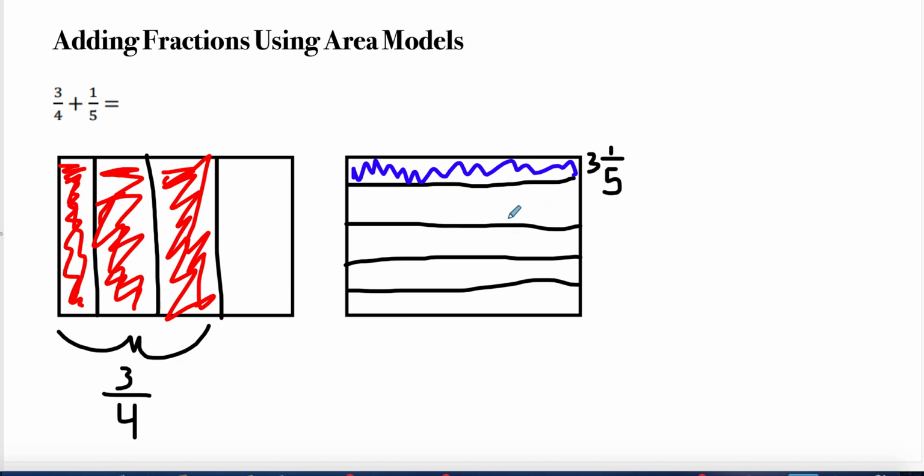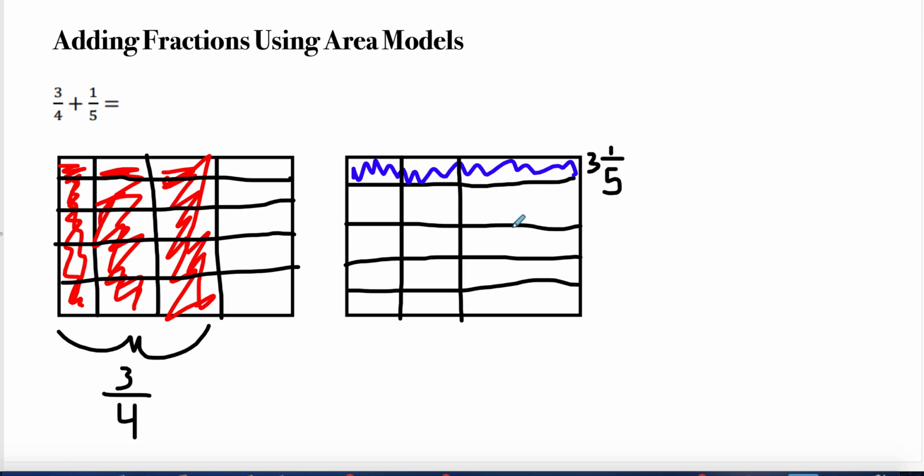Okay, now I'm going to take these horizontal lines that I drew on my second model, and I'm going to draw them on my first. So I'm going to draw 4 horizontal lines. 1, 2, 3, 4. And then the 3 vertical lines I drew on my first model, I'm going to draw on my second. 1, 2, 3. Now I've partitioned the 2 models into the same number of parts. I have 20 parts in each, so my new denominator is 20 for each one.